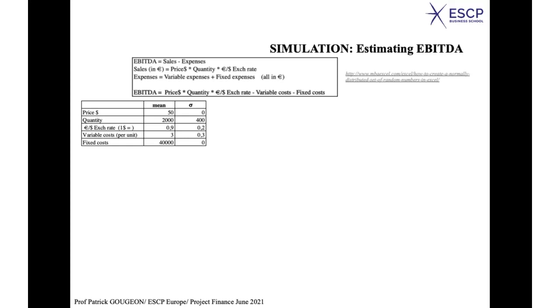What about the fixed cost? Well, you can assume that you know the fixed cost, that they are not random. Let's do this: you assume that the fixed cost would be 40,000. And since they are known, the standard deviation is 0.